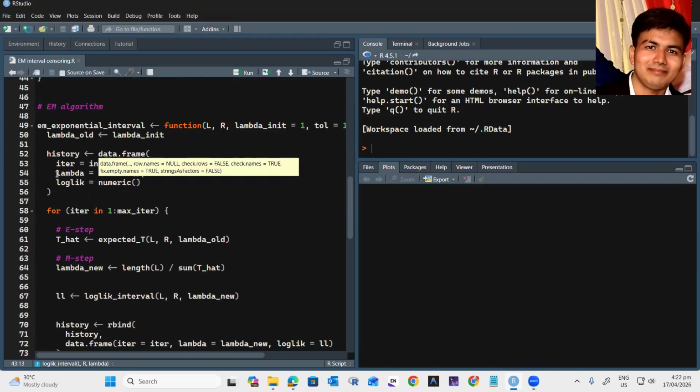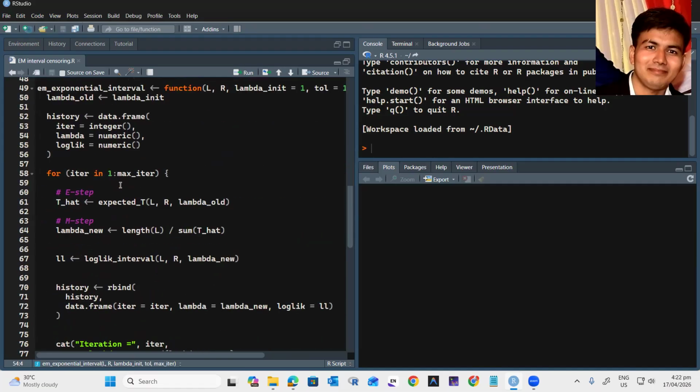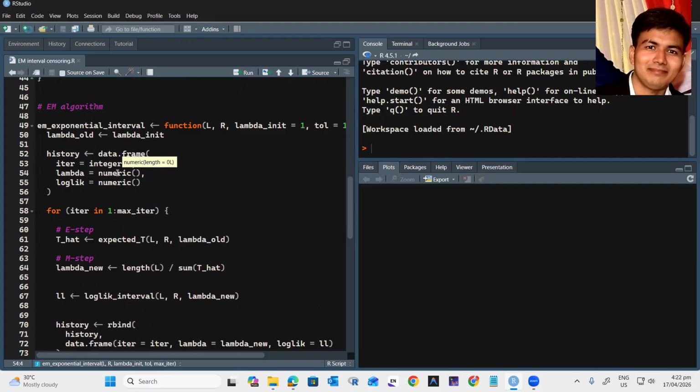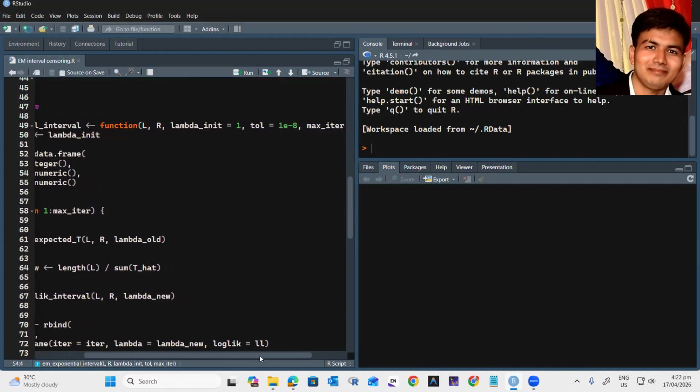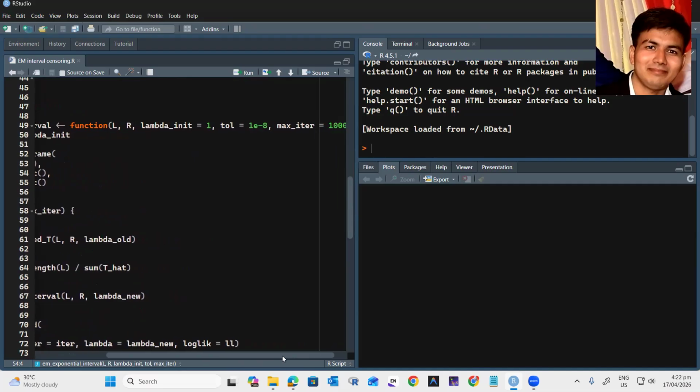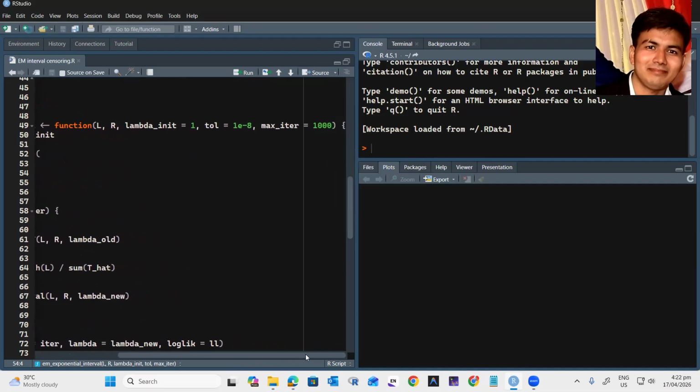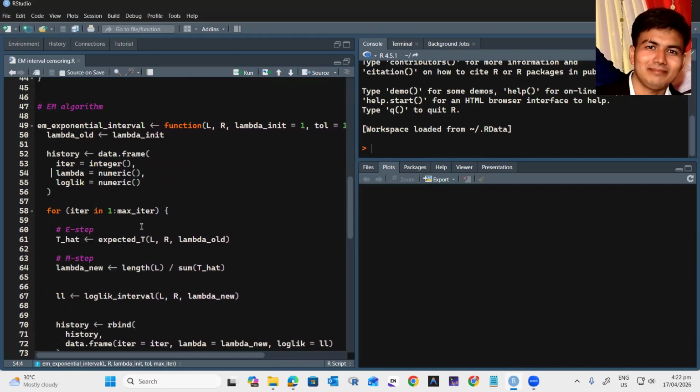All right. So after that, the EM algorithm, how are we going to define this? This is the EM exponential interval function of L, R. Lambda initial value is equal to 1, tolerance limit is 1e raised to the power minus 8, and maximum iteration is 1000, and then start the function.